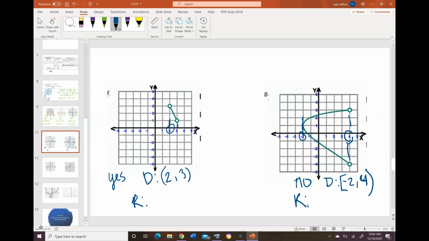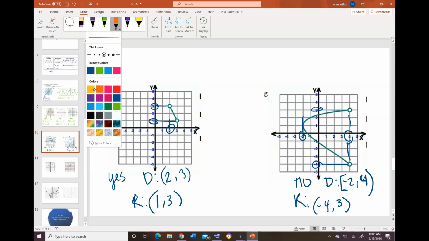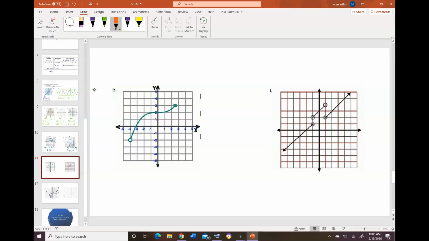All right, range is how low to how high. Well, this goes as low as 1, and it goes as high as 3. They're both open, so parentheses, okay? Range here, how low does it go? Well, it goes as low as -4, and it's open, so it's parentheses. This one goes as high as 3, which is parentheses because it's open. Okay? All right. Let's keep chugging along. Two more slides. Okay? All right.